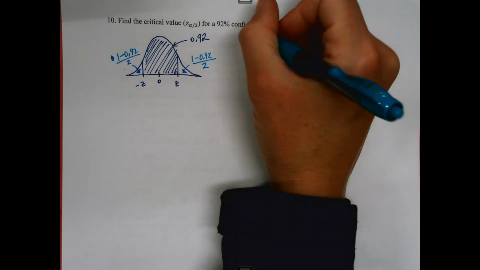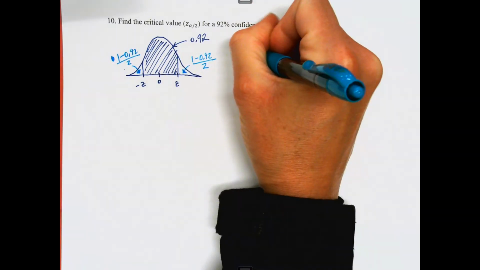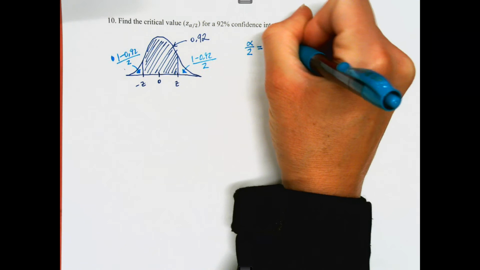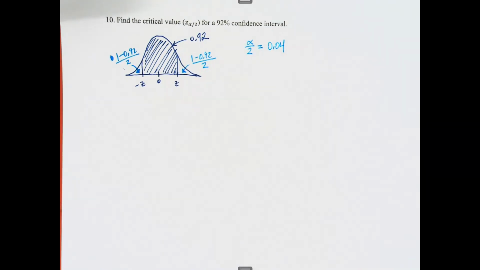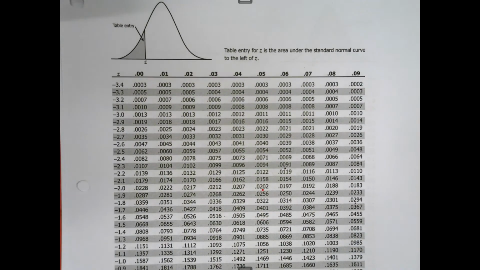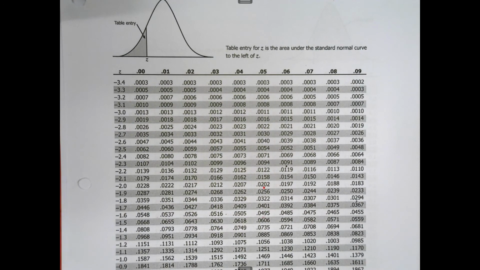Therefore, the area in our tails, or our alpha divided by 2, is 0.04. We want to find 0.04 in the body of our standard normal probability table. So we go to our standard normal probability table. We want to find the closest thing to 0.04.